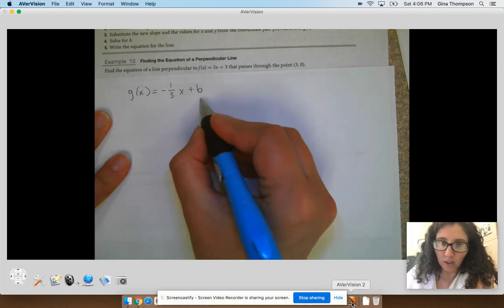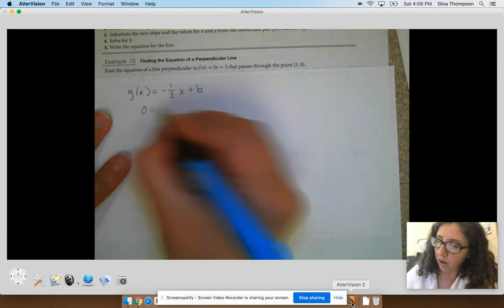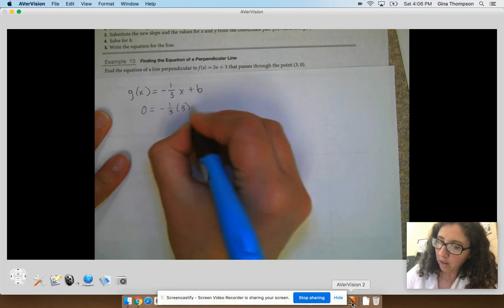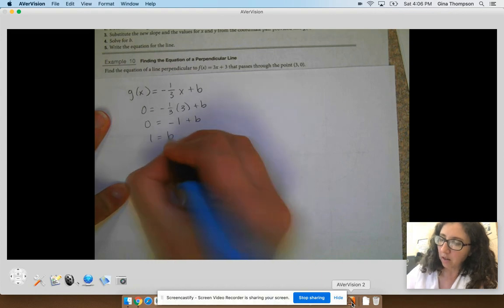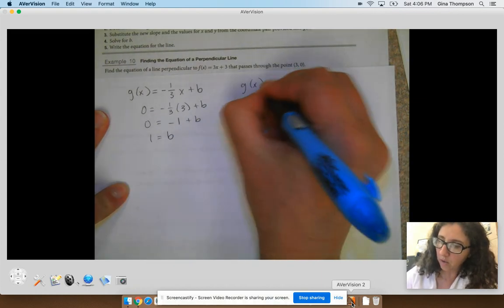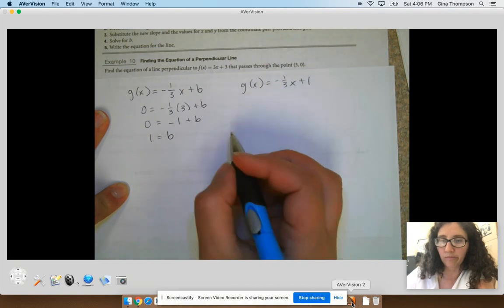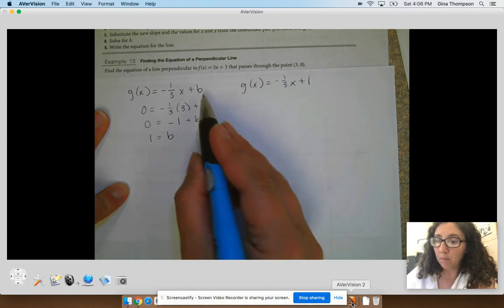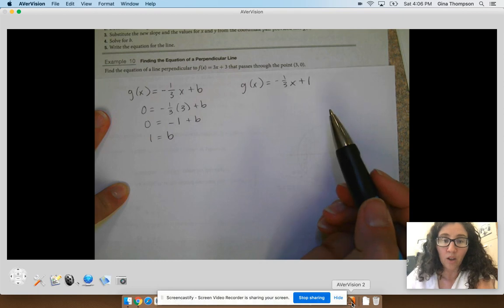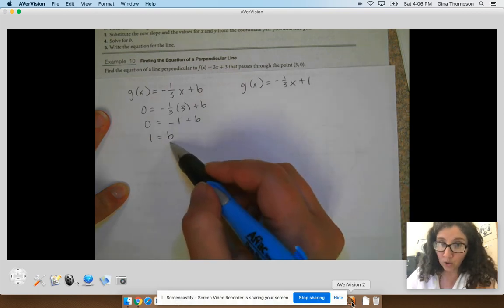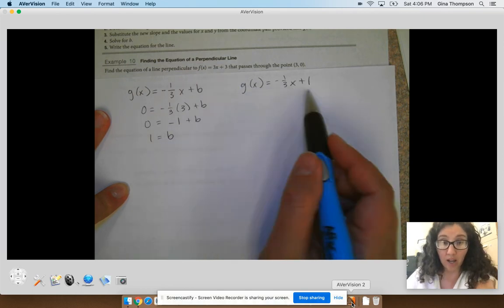How do we find our b value? Same way. We have to plug in 0 and 3. So our output is 0. We plug in 3. We get 0 equals negative 1 plus b. 1 equals b. And the equation of our line is y equals negative 1/3 x plus 1. Okay? So this b value is different, right? The other b value was negative 9, and this one is 1. You have to plug in the point. Many students just say, oh, well, the b value is 3. It is not. It's a different line, right?